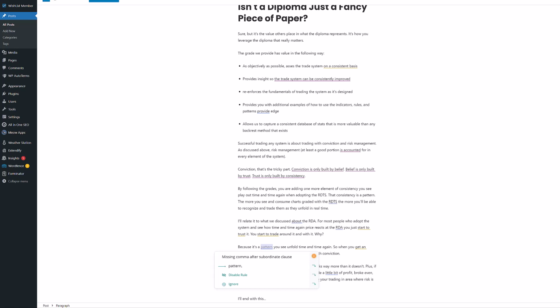Successful trading any system is about trading with conviction and risk management. As discussed above, risk management, at least a good portion, is accounted for in every element of the Rex Dog trade system. Conviction, now that's the tricky part. Conviction is only built by belief. Belief is only built by trust. Trust is only built by consistency.